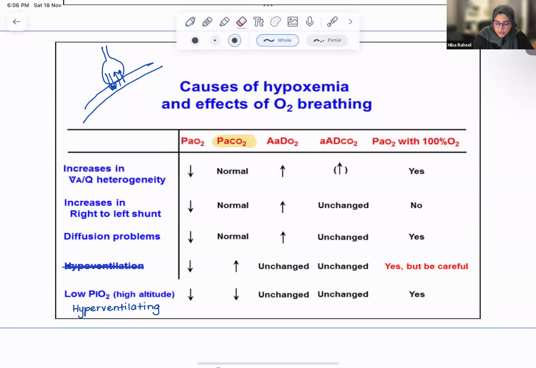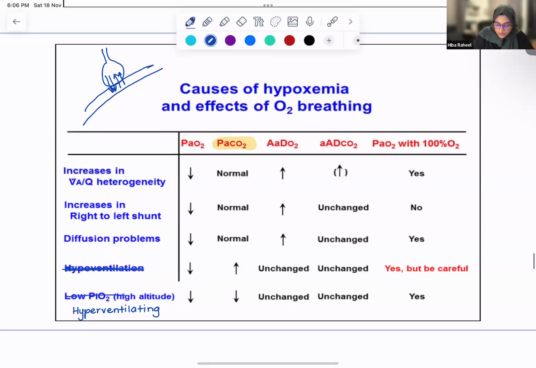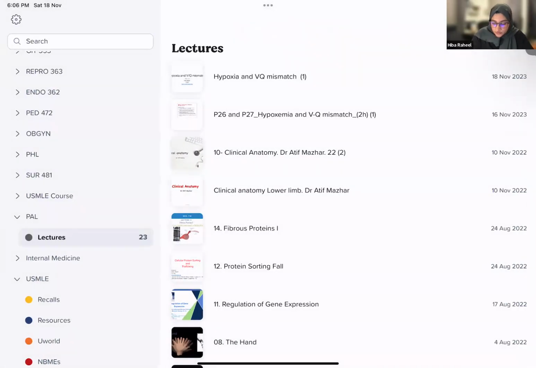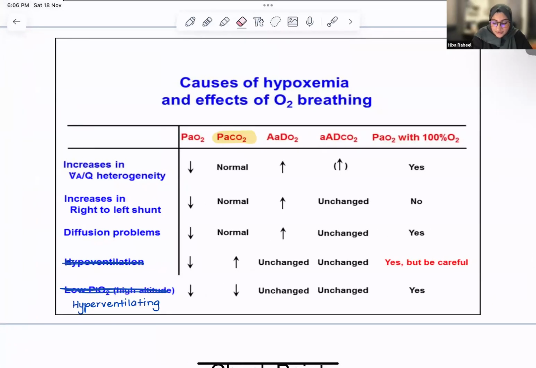Now, we are done with both of these, so we'll just cross them out. Now, we're going to focus on the top three. So let's say that now there are three more causes of hypoxemia: VQ mismatch, right to left shunt, and diffusion problems.